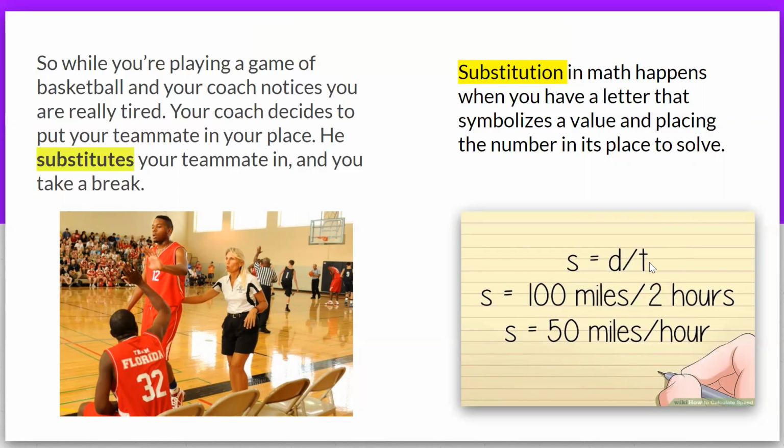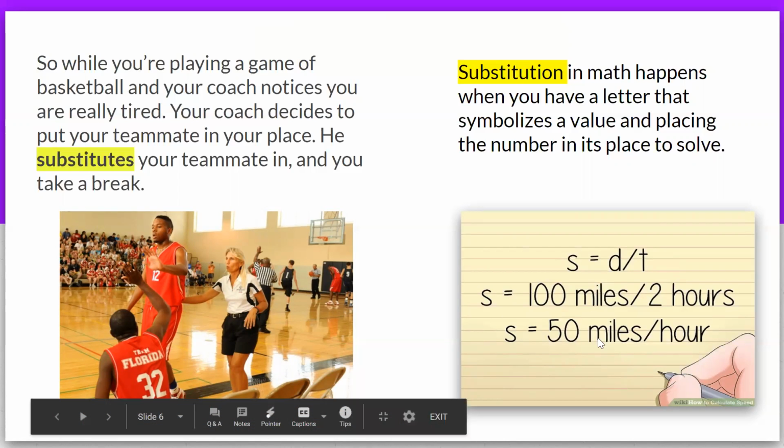Distance divided by time. Like I said, when you're reading it, find the distance, find the time. Once you find that, put the number in the place of distance and put the number in the place of time. So here, let's proceed. You have the distance over the time now, but now they're represented by numbers. 100 miles divided by 2 hours gives you 50 miles per hour. That's the speed it took you to come down here.